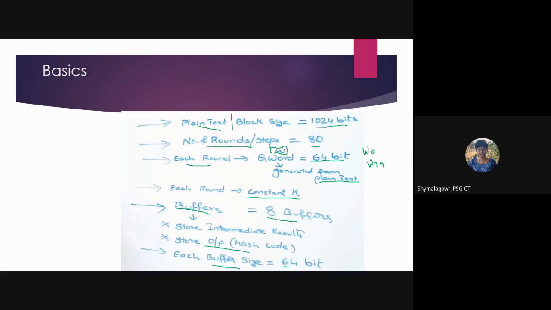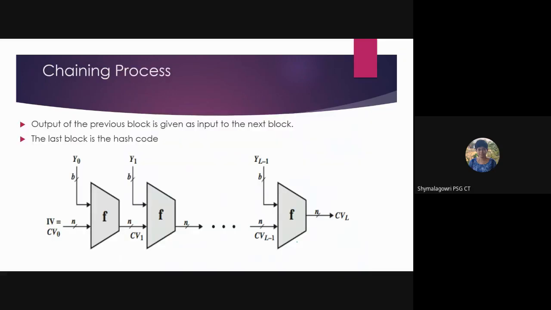Each buffer will be 64 bits and there are totally 8 buffers. So 8 into 64 will give us the output of 512 bits. Your SHA or any hashing algorithm will work based on the chaining process. In the chaining process, the output of the previous block is given as input to the next block, and in the last block, we get the hash code.